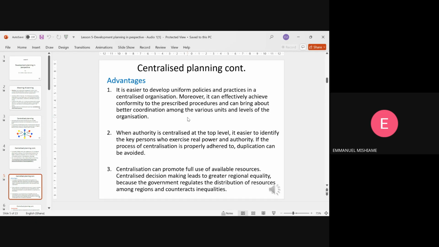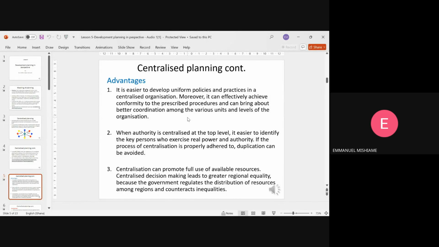And it is so easy because they don't have so many people with diverse interests. Because the moment you bring on board teachers, the PTA, or students, remember that each of these groups has its own interest. The student will have a different view, the parents will have a different view, the teachers will also have a different view. And so it will be difficult to reconcile all of these interests into one. And so for a centralized planning administration, it is easier to develop uniform policies.